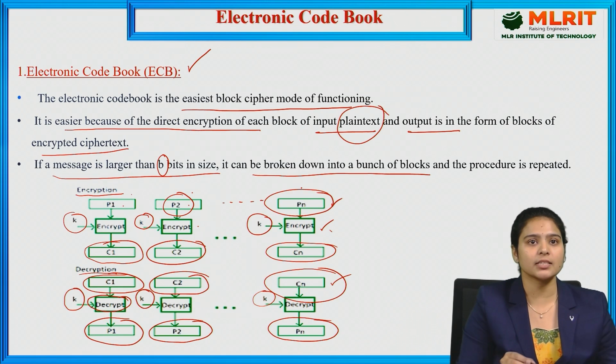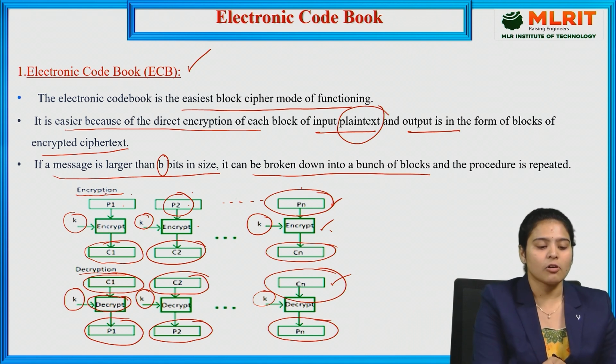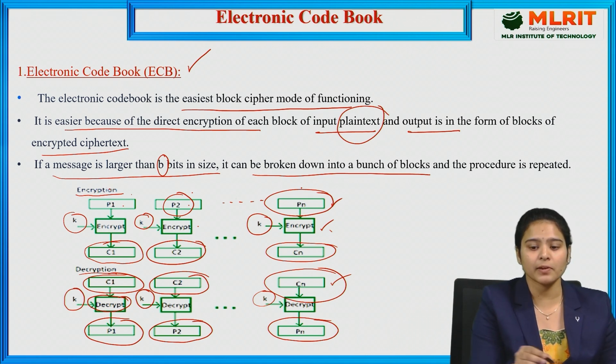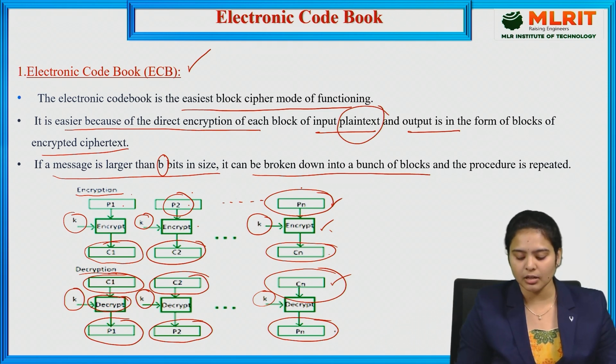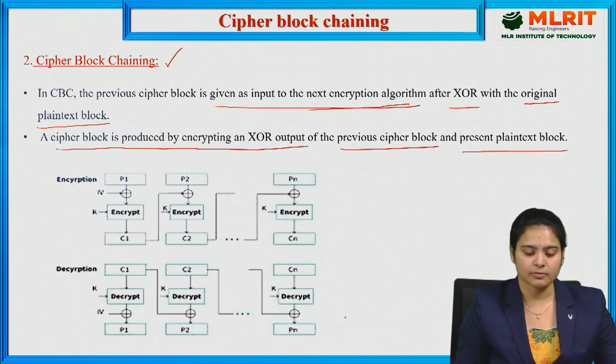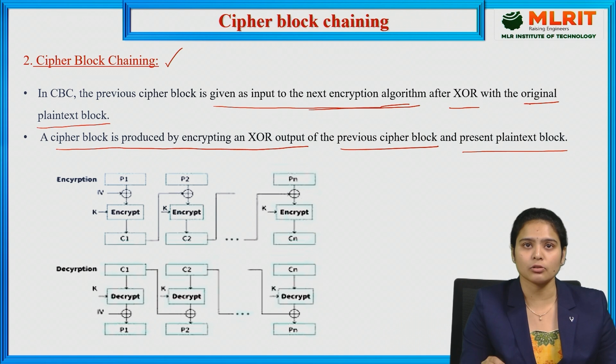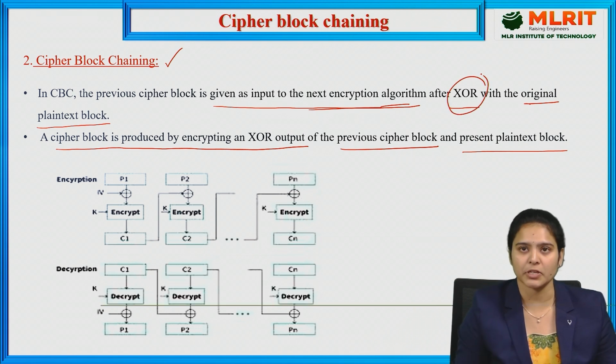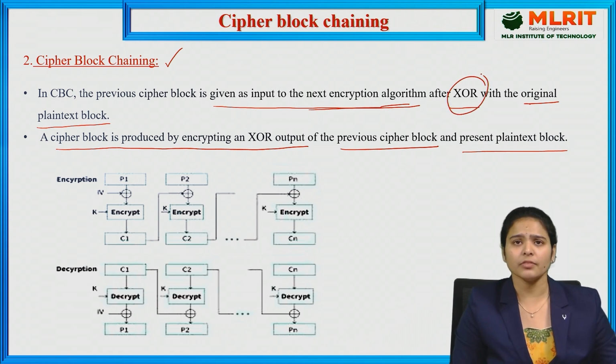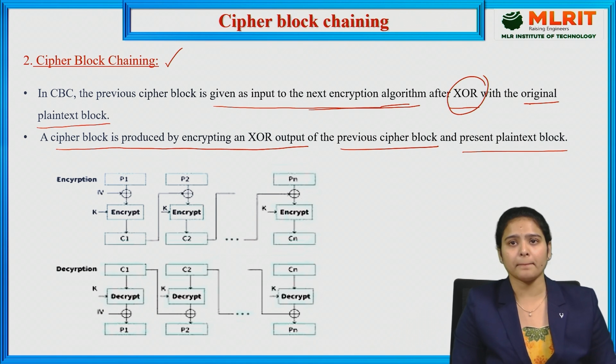That is what we discussed in the previous slide, electronic codebook. Whatever we give in the encryption format, we will get the ciphertext output. In the decryption process, we are going to get the plaintext output. In the same way, in cipher block chaining, the encryption process is the same and the decryption process is also the same. But the difference is the XOR operation. Before we encrypt, we need to perform the XOR operation, and after encrypting the XOR output, we need the previous cipher block to present the plaintext block.